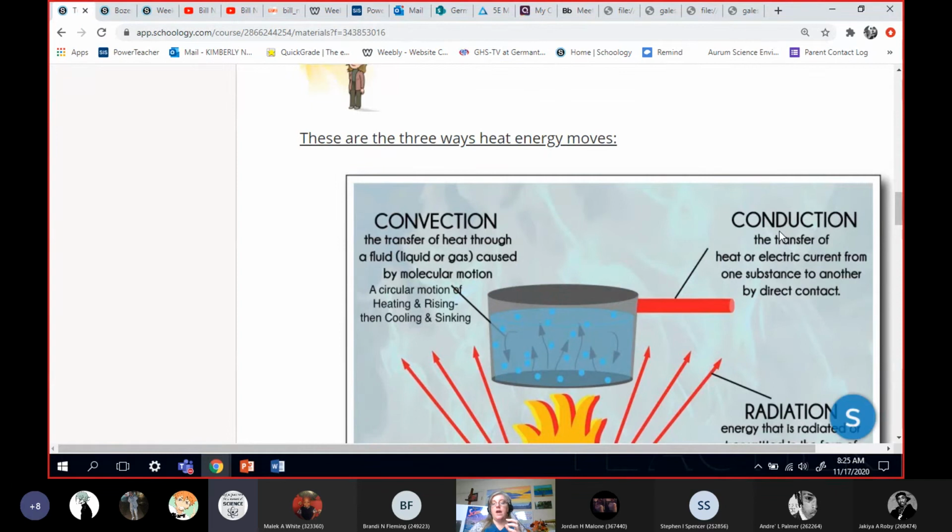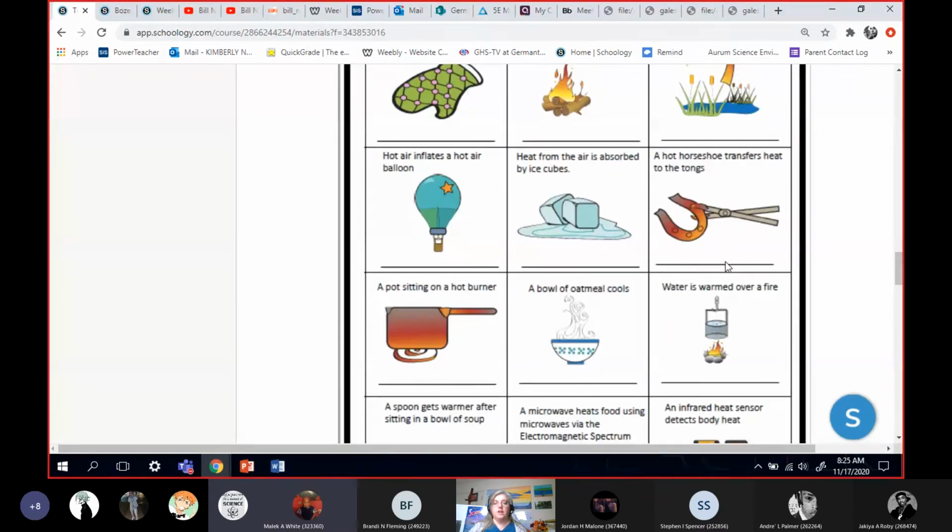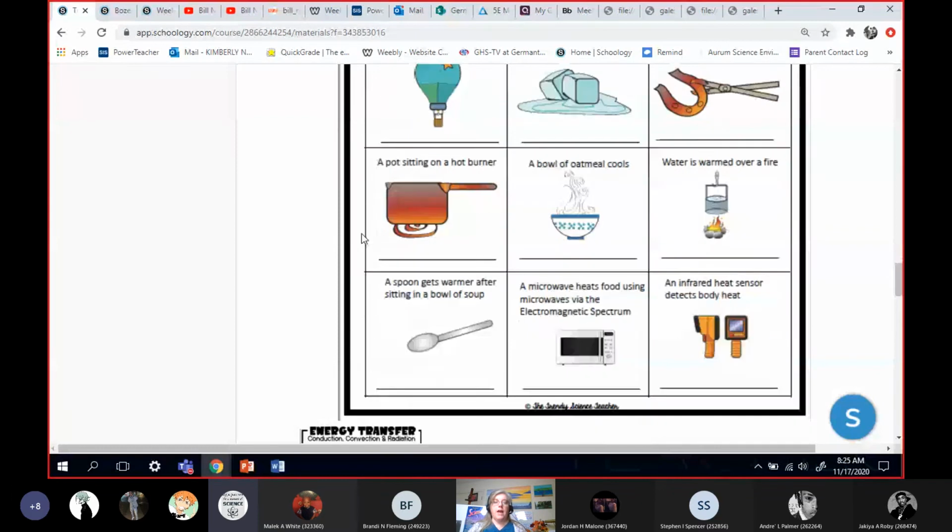Conduction. Okay, the hot air is actually touching the ice cubes and that's what causes them to melt. How about this one? This hot horseshoe makes the tongs that you're trying to hold it with get hot too. That's another one by touch. What is it called when it goes by touch? Conduction. Good. All right, how about this one?